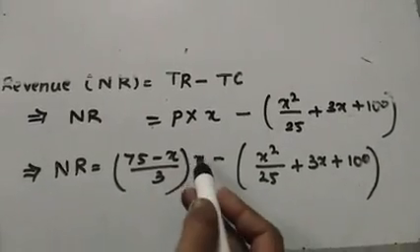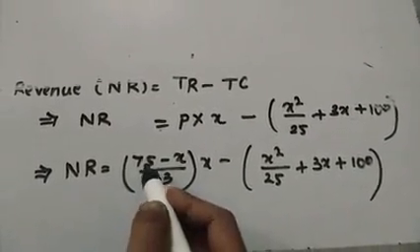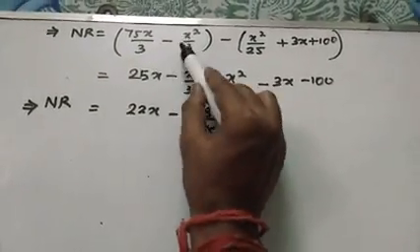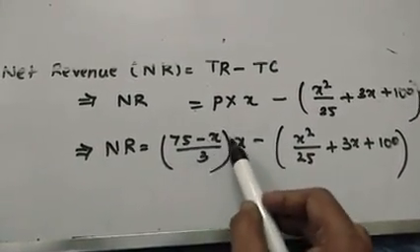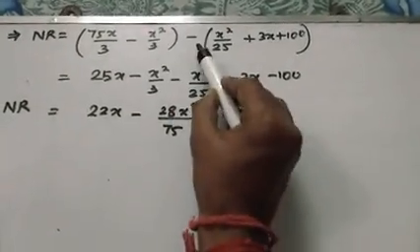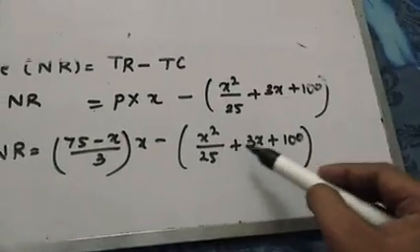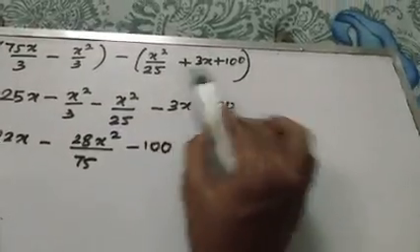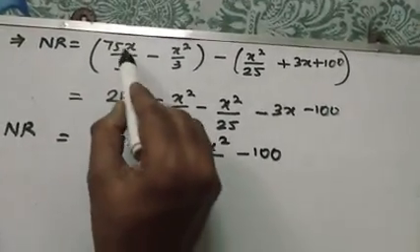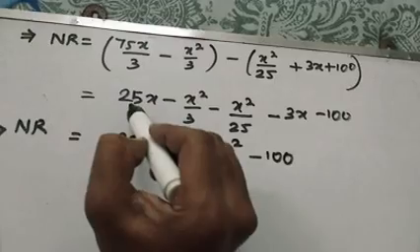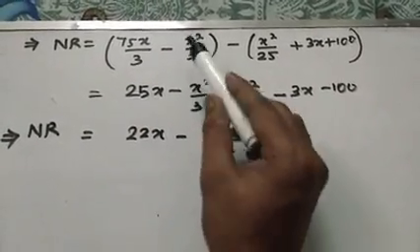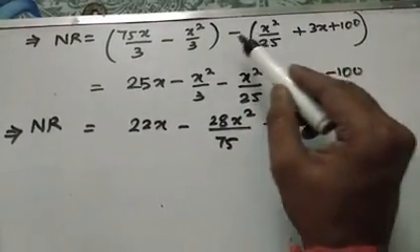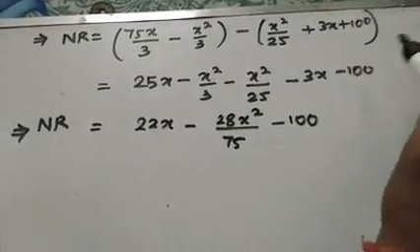So now we'll multiply by x, that is 75x, and divide each term by 3, that is 75x by 3 minus x square by 3. Just simply multiplying 75x by 3 minus x square by 3, and minus this bracket part, x square by 25 plus 3x plus 100, similarly this bracket. Now opening the bracket, now 75 by 3, if you divide, you will get here 25, 25x minus x square by 3. Now just opening the bracket, minus x square by 25 minus 3x minus 100.